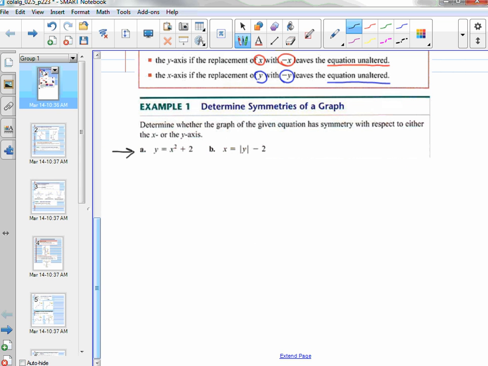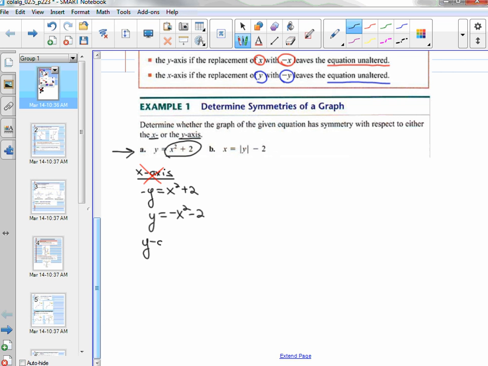Determine whether the graph of the given equation has symmetry with the x-axis or with the y-axis, or maybe neither one. So let's start here with x-axis symmetry first. If I'm going to test x-axis symmetry, I'm going to replace the y with a negative y. And I am going to simplify it so it looks like y equals, and see if I have left it unaltered. I'd have to multiply everything by a negative. y equals negative x squared minus 2. Is this the same as the original? No, it does not have x-axis symmetry.